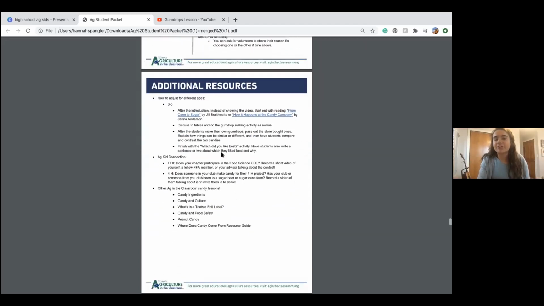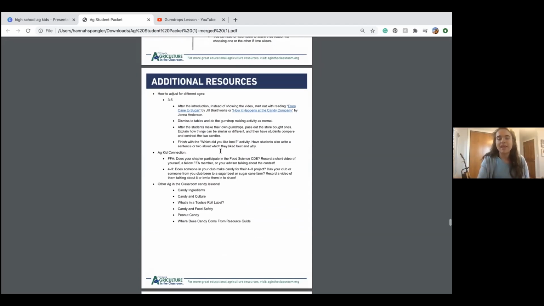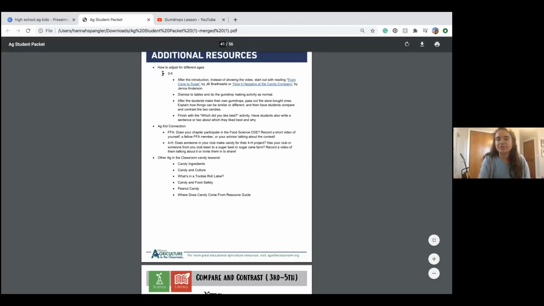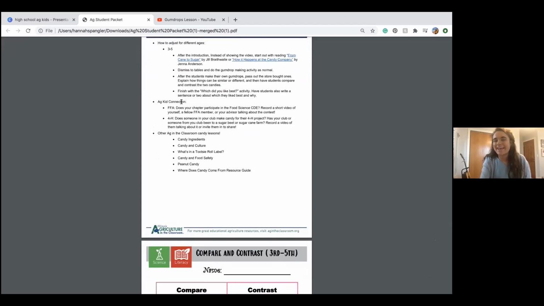And then for 3rd through 5th graders, there's actually a worksheet where they can write down what they liked best and why. And so these are the additional resources, how to adapt it for 3rd through 5th grade. It's still the same activity, just with a couple differences. And then my favorite part is the Ag Kid connection.